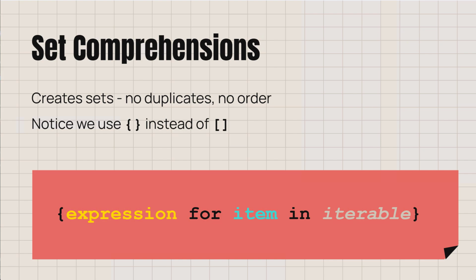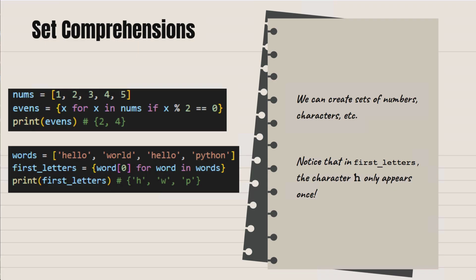Now set comprehensions work the same way, except that there's no duplicates. There's also no order. So the pattern here is identical to list comprehensions, except that we use braces instead of brackets. And this ensures that we get no duplicates. So we can create sets of numbers, characters, whatever. And as you can see in this first example, which is what we just saw, we get 2 and 4 because those are the only even numbers in the list.